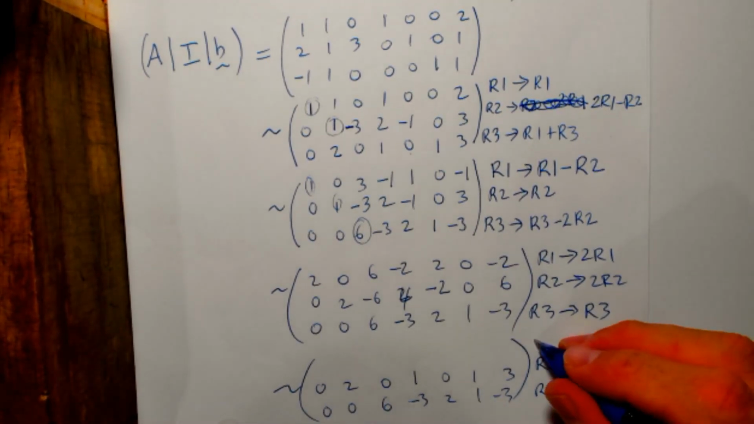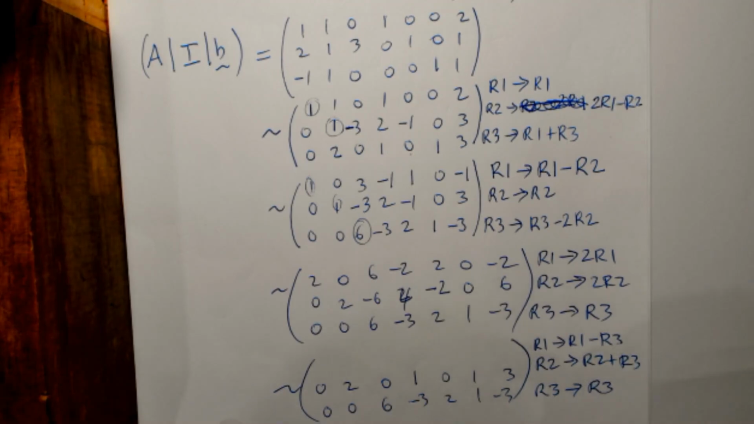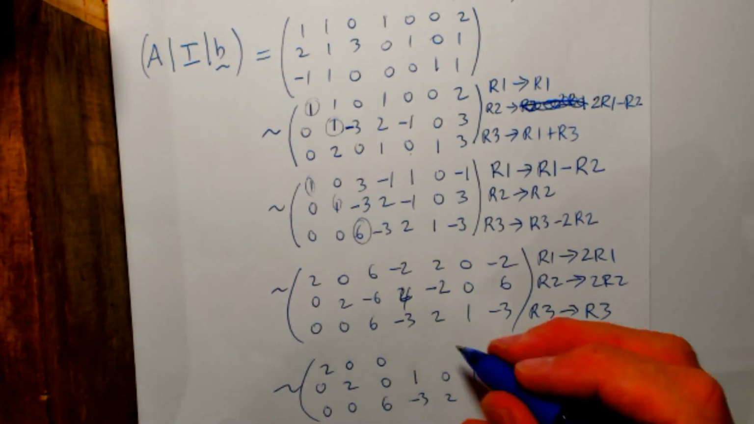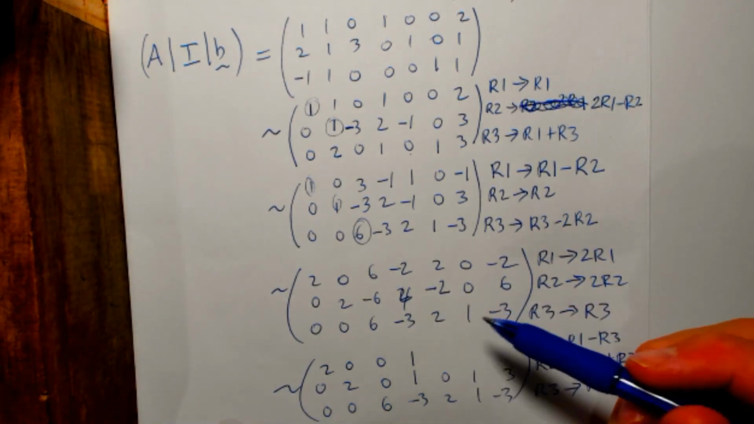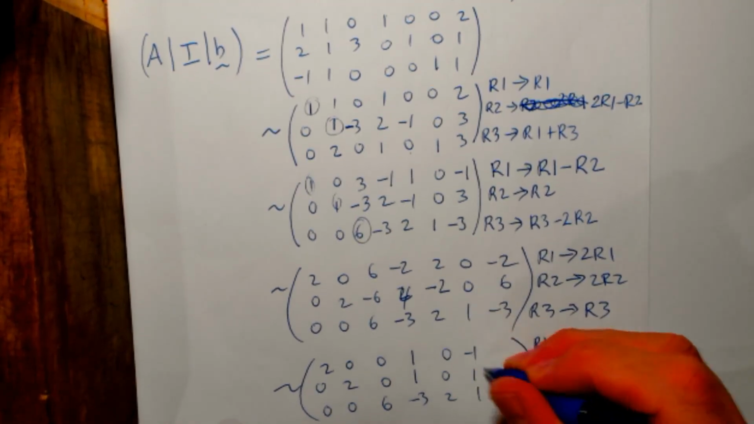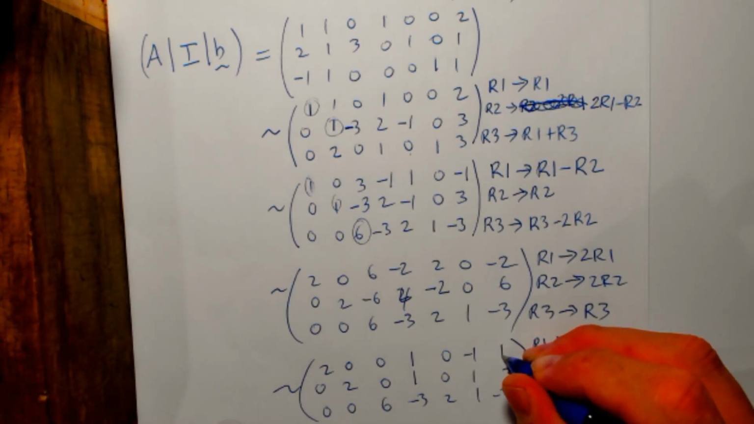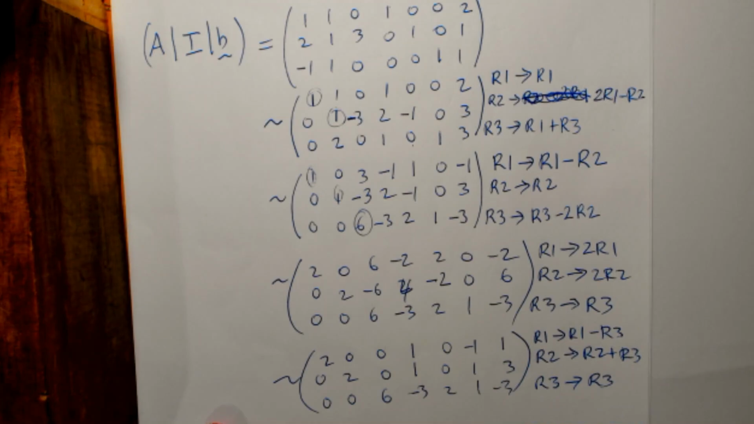Okay, and then we'll replace row 1 with row 1 minus row 3 to get a 0 there. So 2 minus 2 is 0, 0 minus 1 is minus 1, minus 2 minus minus 3 is 1. Great, so this is diagonal, that's awesome. We can easily now divide by 2, divide by 2, divide by 6 to complete our goal.